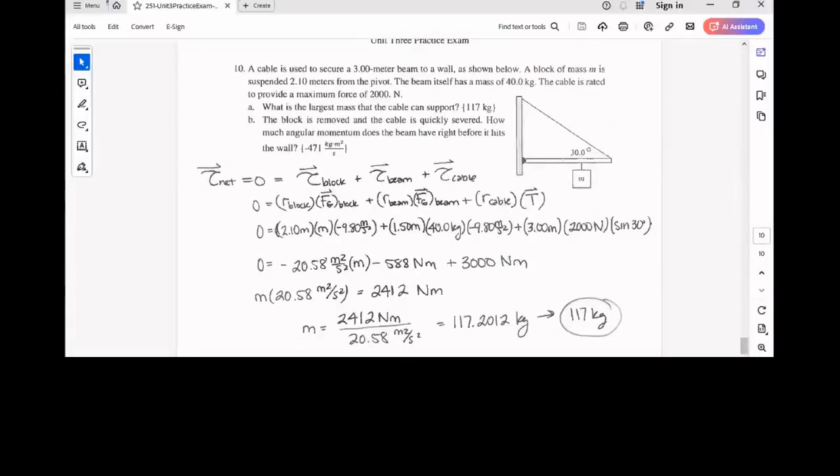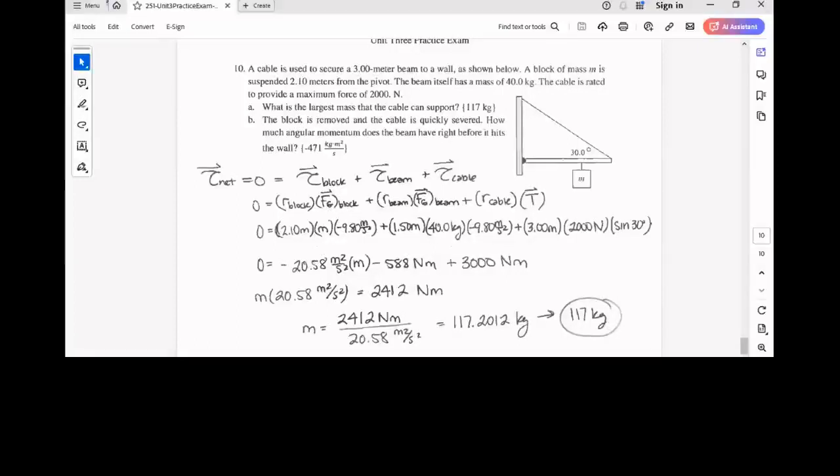Then last, number 10: a cable is used to secure a 3.0 meter beam to a wall, as shown below. A block of mass M is suspended 2.10 meters from the pivot. The beam itself has a mass of 40 kilograms. The cable is rated to provide a maximum force of 2,000 newtons. What is the largest mass that the cable can support? And if the block is removed and the cable is quickly severed, how much angular momentum would the beam have right before it hits the wall?